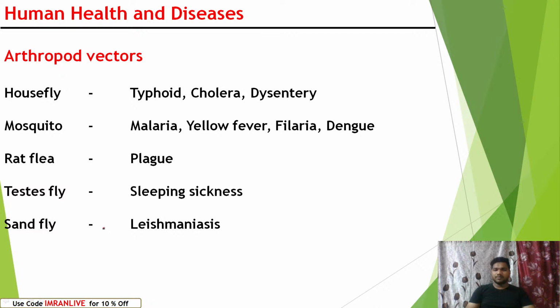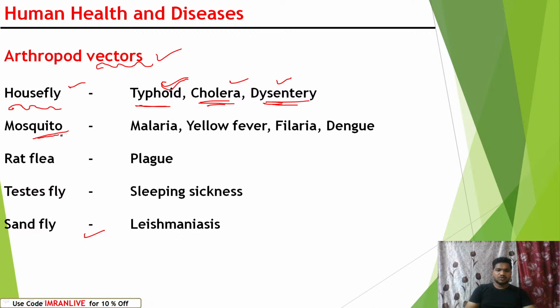Now we will discuss the arthropods which carry disease-causing pathogens. Let's start with the housefly. The housefly, which we see regularly in our house, carries various disease-causing pathogens, which include typhoid, cholera, and dysentery. Remember this clearly. In our upcoming classes, we will discuss the bacteria that cause typhoid, Salmonella typhi, and how we get cholera and amoebic dysentery. In this lecture, we are discussing only the vectors and which pathogens they carry.